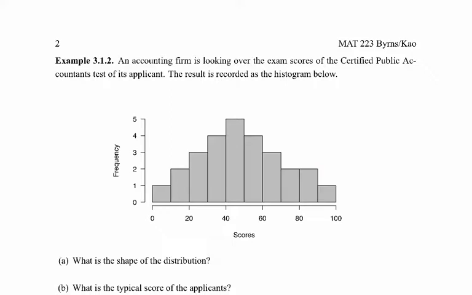Okay, let's take a look at the next example. An accounting firm is looking over the exam scores of the certified public accountants of its applicants. The results are recorded in the histogram below. So one thing that's missing again from this picture is the mean. So I'm going to go ahead and tell you what the mean is. You wouldn't be able to calculate that just by looking at it. If you were doing the mean, you'd have to have all of the data to work with. By hand, I don't think I would ever ask you to actually calculate the mean. We'll use StatCrunch to do it, or we'll give you that information. But the mean here, I'll tell you for this data, is 49.